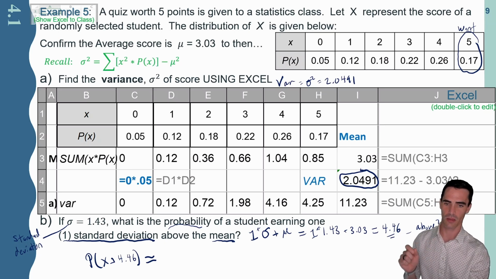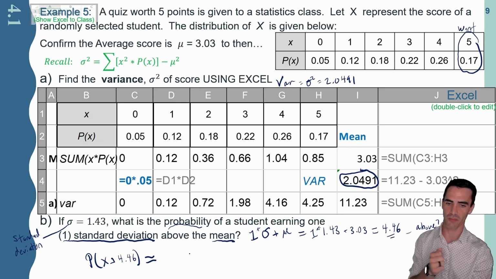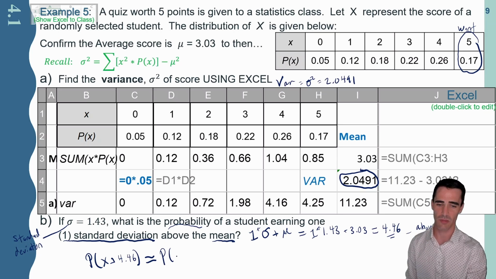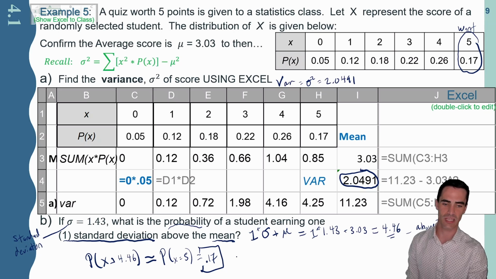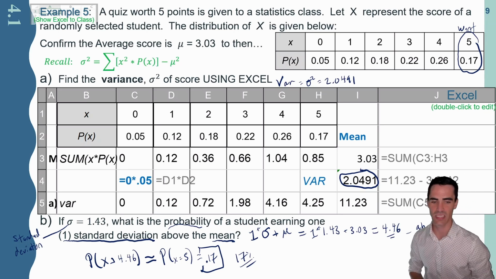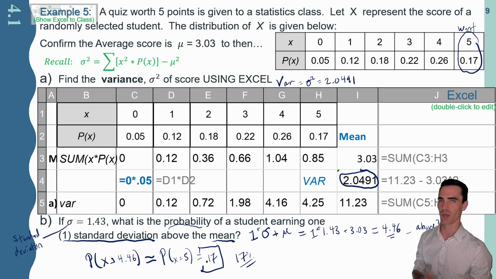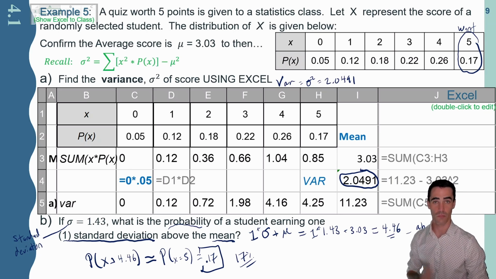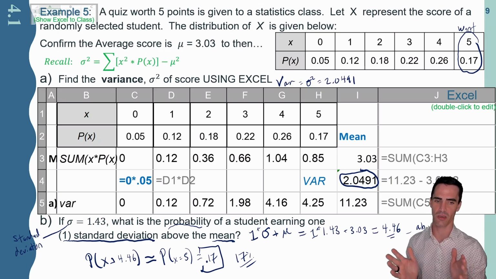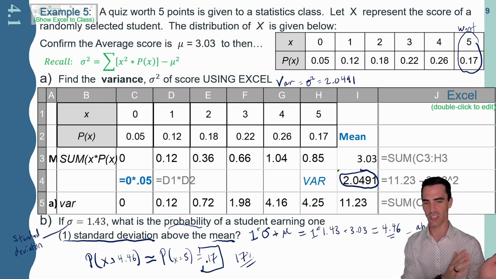And so really, the probability that a student earns one standard deviation above the mean is the exact same thing as just saying, what's the probability that X equals 5? That is a perfect score on this quiz. Well, we can look up top from the table, 0.17, or from a percent idea, that's a 17% chance. What's the probability? I can tell you, 17% chance. Not super likely that somebody will get a perfect score, or as the example states, one standard deviation above the mean. We'll look at later, in reference to the empirical rule, why we're interested in one standard deviation below, one standard deviation above the mean.